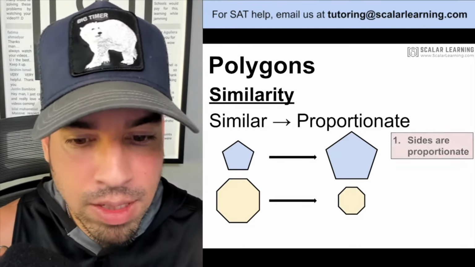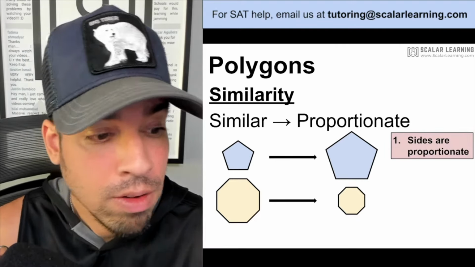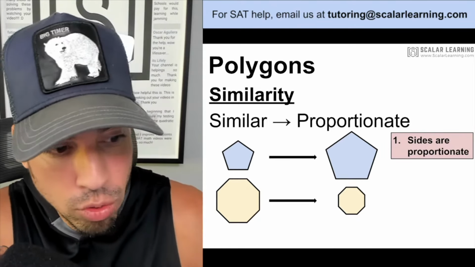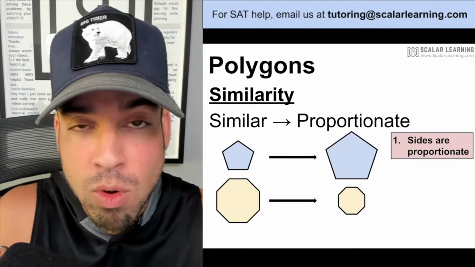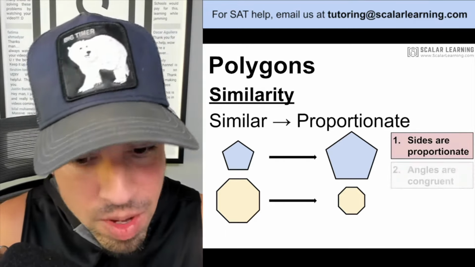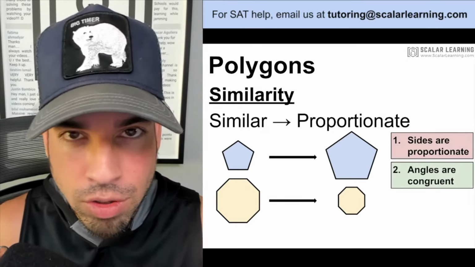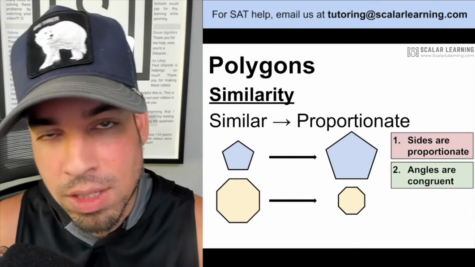So just to recap, the sides are proportionate, meaning for the blue pentagon, if all the sides are 2, 2, 2, 2, 2, maybe for the larger one, they'd all be 4, 4, 4, 4, 4, double, right? So that's the proportion. And all the angles, again, are congruent. So similar, angles are congruent, sides are proportionate.